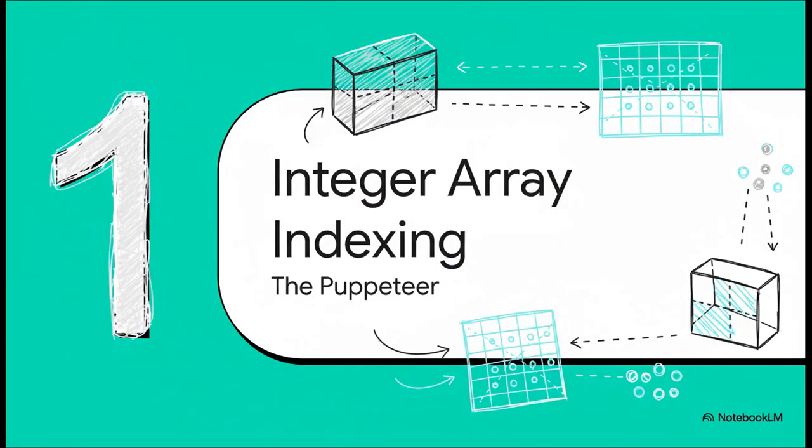So first up is integer array indexing. I kind of like to call this one the puppeteer. Think about it. Instead of just slicing off a piece of the whole, you are pulling on specific individual strings. You get to create a completely new shape, a brand new array built from exactly the elements you want, no matter where they were in the original.